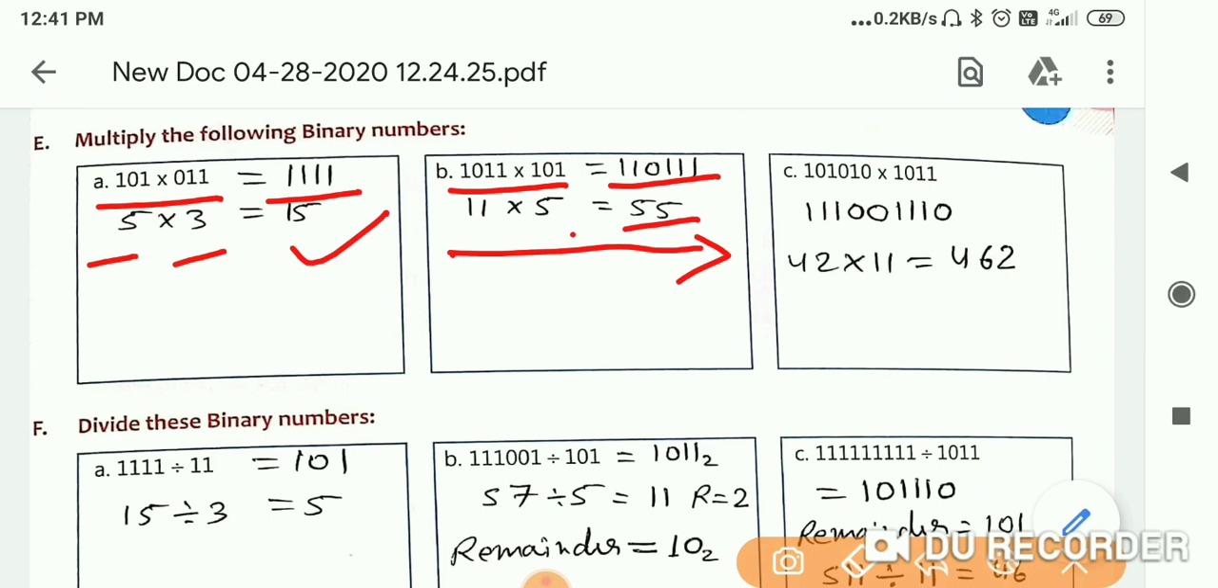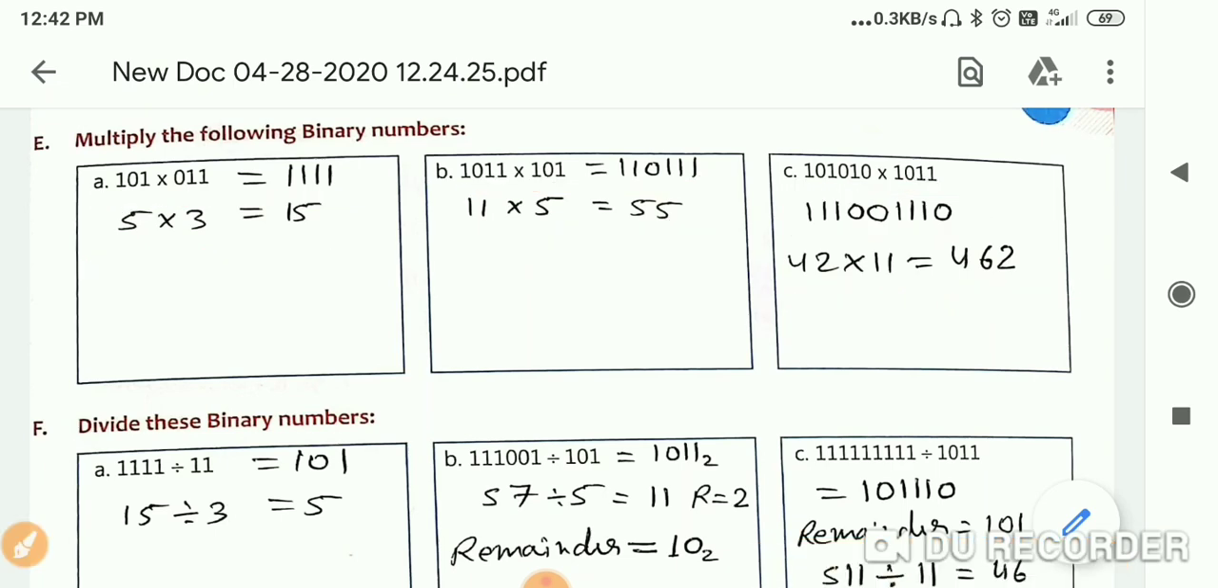Now the third one is 101010 multiplied by 1011, and the answer becomes 111001110. And if you want to cross check, the numbers are 42 and 11. After multiplication, the product becomes 462.